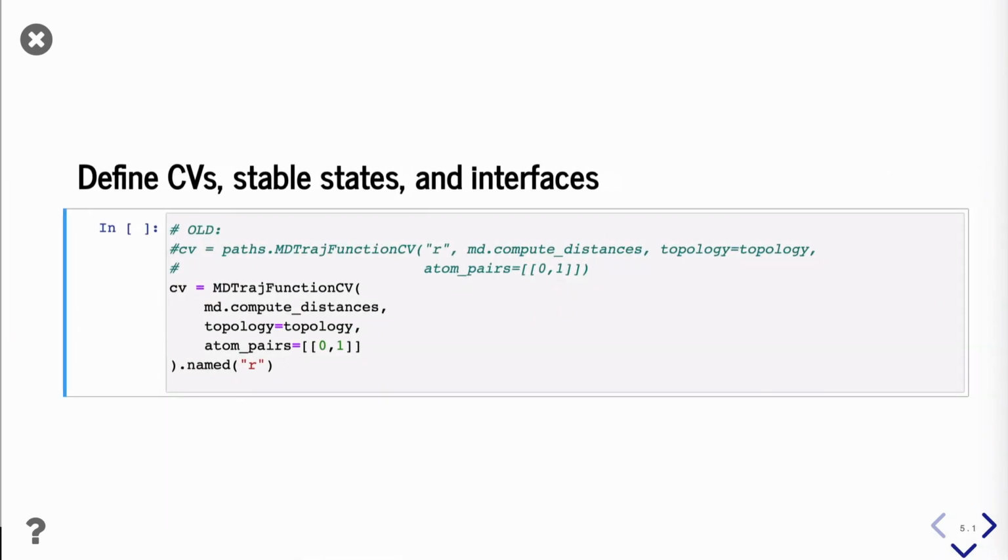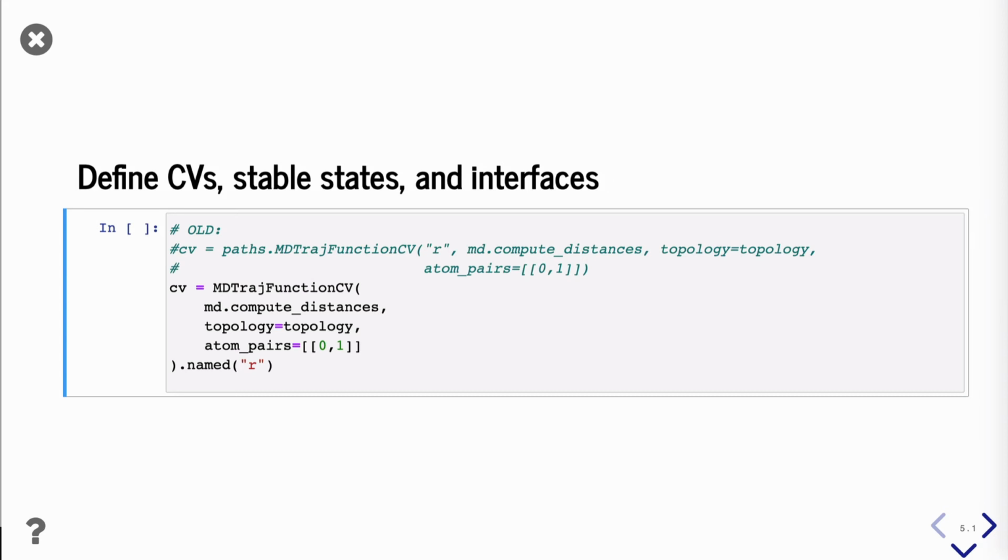Next stage in setting up your path sampling simulation, you've got your engine. So now we're going to set up our CVs and define our stable states and our interfaces. Here again with CVs, there's a slight difference between the new way of doing it and the old way of doing it. The old way, you would do paths.MDTrajFunctionCV, and then the first thing you give it has to be a name. All CVs had to carry names.